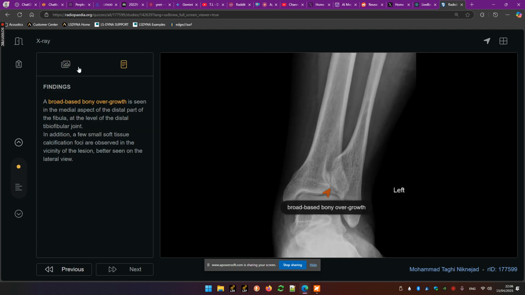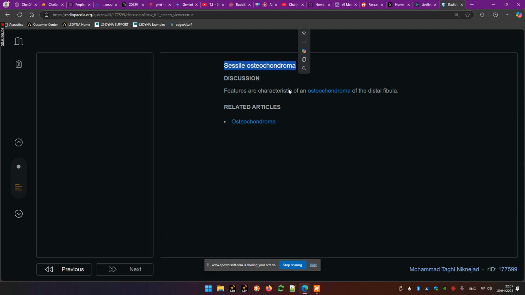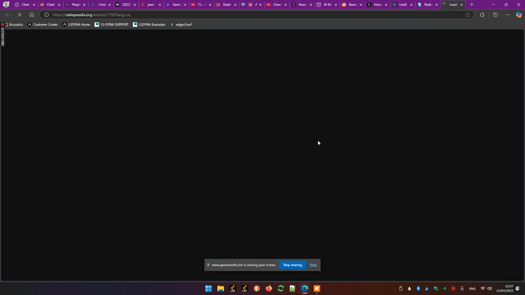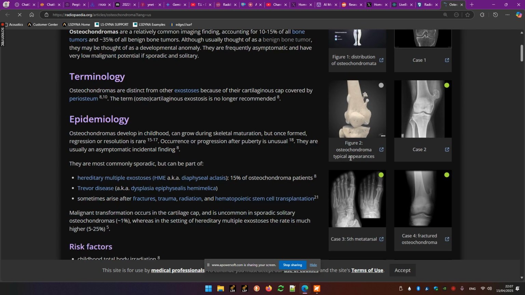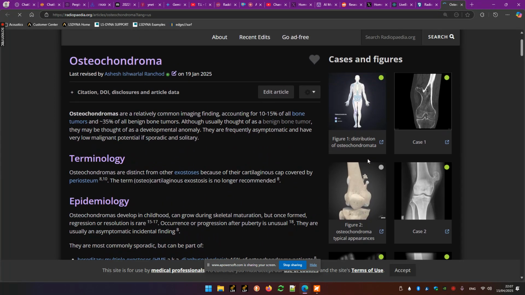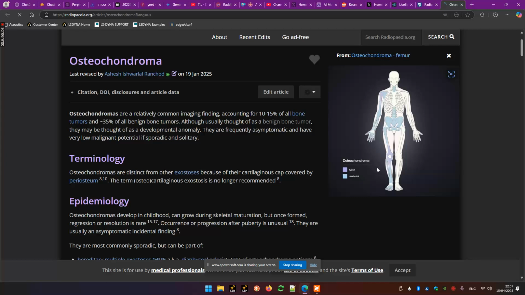So, what is the diagnosis of this broad-based bony overgrowth? I don't know, chondroma or something. Let's see. Sessile osteochondroma. Osteochondroma of the distal fibula. Osteochondroma, usually there is a typical appearance. Yes. So osteochondroma.